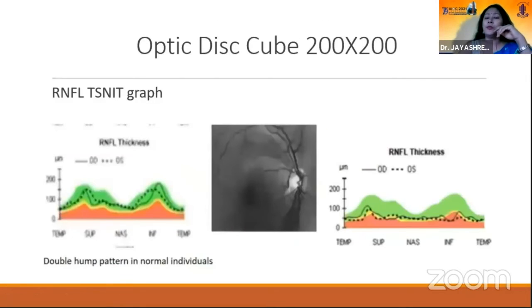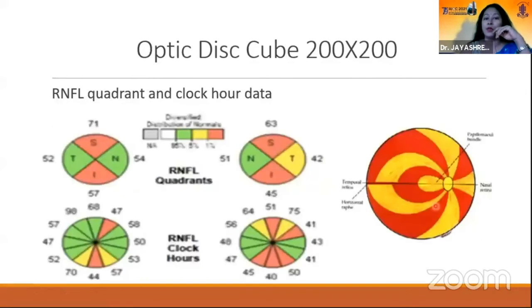Now, the TSNIT profile is nothing but the entire scan stretched into a line diagram. So here we can have an overview of both the right and the left eye at the same time. And you see two peaks over here. This double hump is basically because the superior and the inferior retinal nerve fibers are thicker in this area, so we have two peaks. In this area, the superior shows a slight peak, but if you go to the inferior area, there is a slight amount of flattening. That means there is some thinning out here.